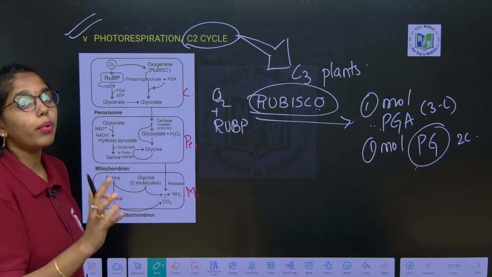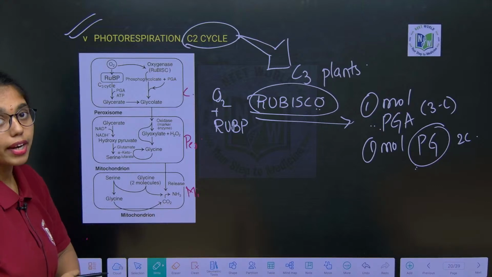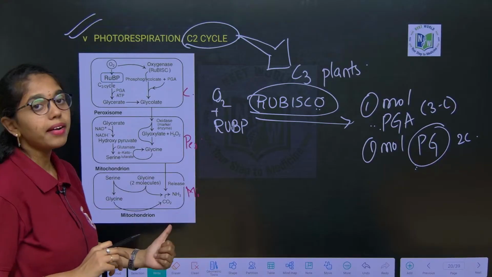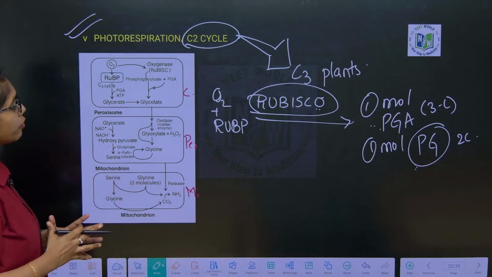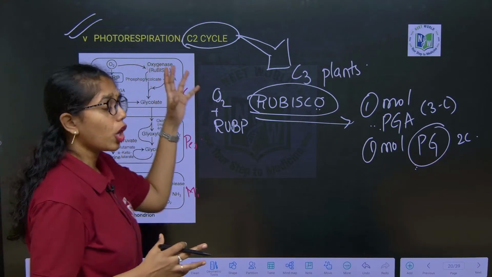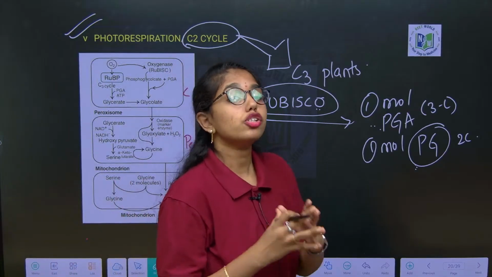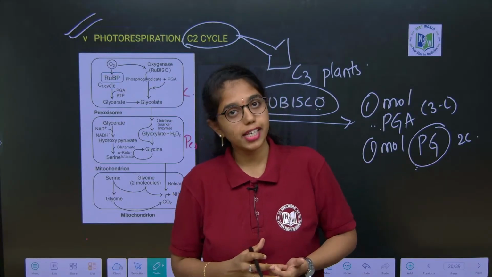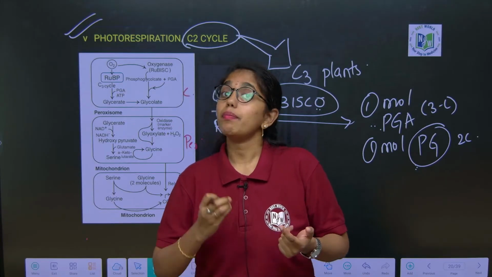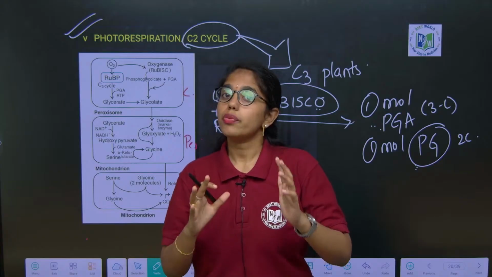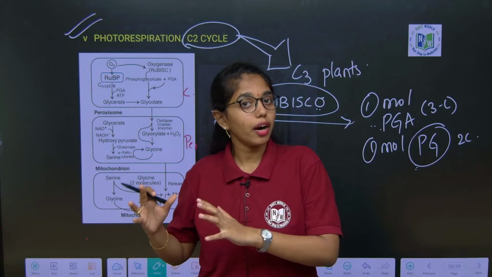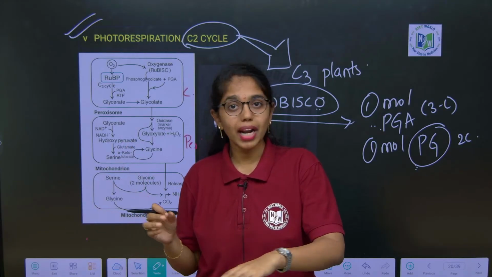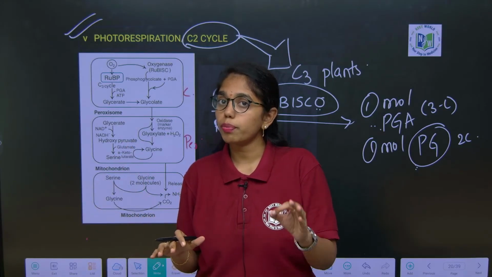So this is very important. How many organelles are involved in photorespiration? 3 organelles: chloroplast, peroxisomes and mitochondria. In the complete process of photorespiration, no sugar is synthesized, no ATP is produced, rather carbon dioxide is released. So that is why this process is said to be a wasteful process, which is operated only in the C3 plants. It is not operated in C4 plants or CAM plants.